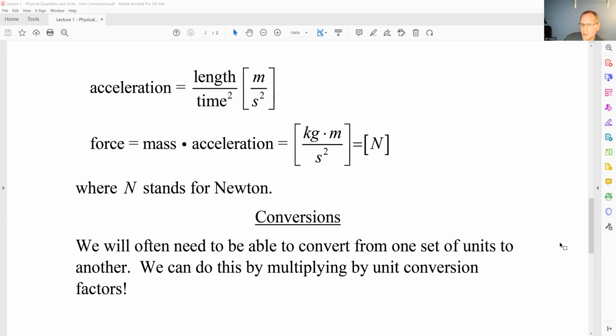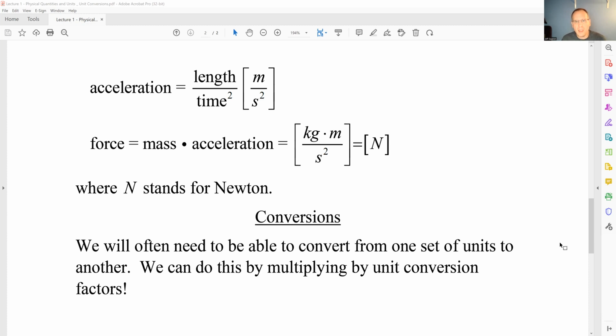Now it's so common, that set of units, kilogram meters per second squared, it has its own name. It's called the Newton. So that N there, the capital N, stands for Newton. So we really would say that the Newton is the derived unit for force. It's equal to that combination of kilograms times meters divided by second squared.